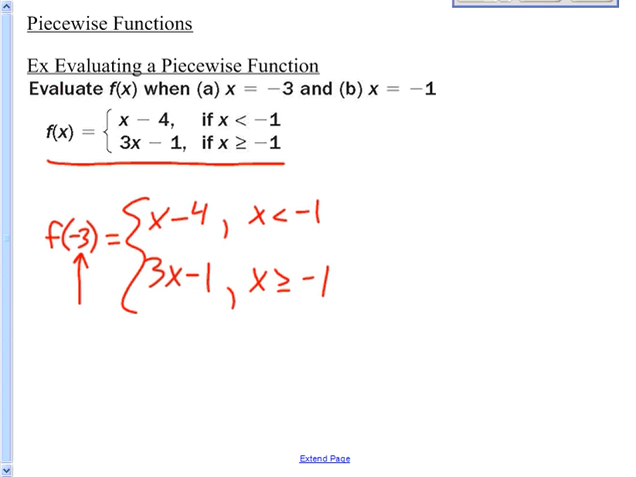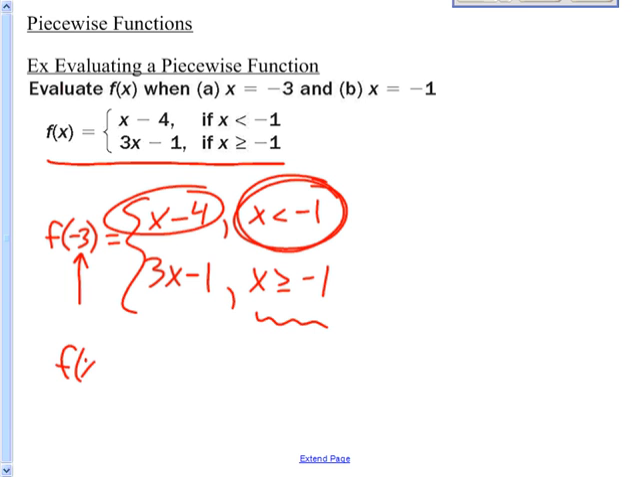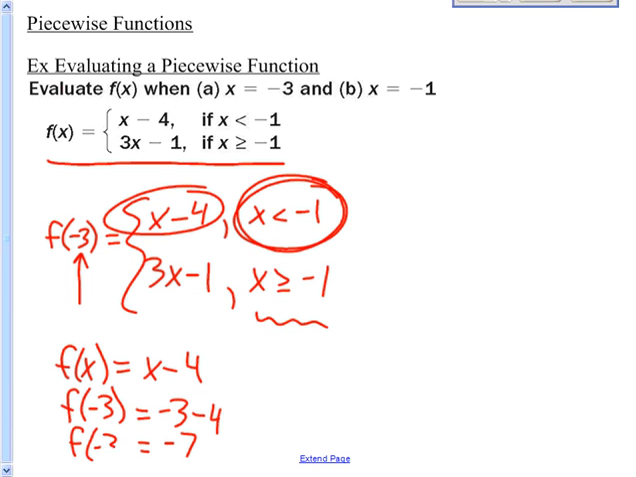So you say, well, if x is -3, is -3 less than -1, or is -3 greater than or equal to -1? Of course, -3 is less than -1, so that's the equation I'm going to use. I have to look at the domain there. So we got -3 minus 4, so I got -7. So I have the point (-3, -7) on my graph, okay?